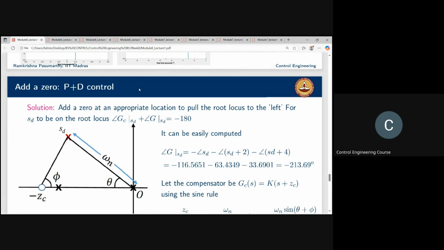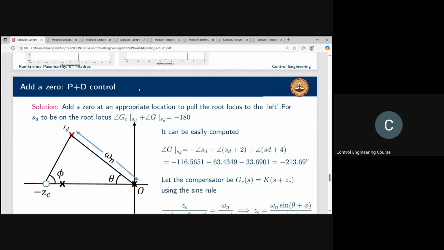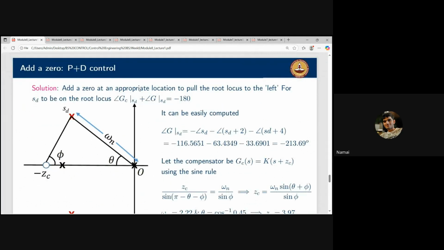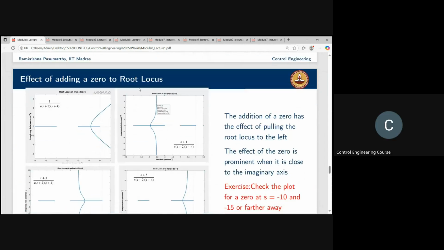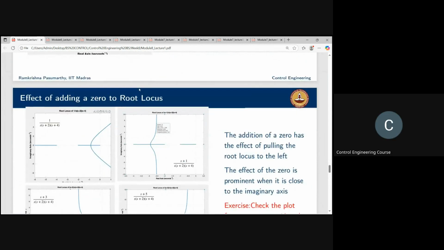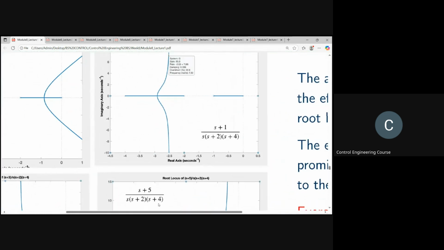Now for a given root locus plot, you can argue using intuition. Sir, for some reason it's not clicking. Why is adding a zero PD control? If you just add 5, here I have s plus 5, right? The controller is simply s plus 5. The remaining part, 1 by s into s plus 2 and s plus 4, is already in the plant. The new part is s plus 5, and the 5 part is P and the s part is D.